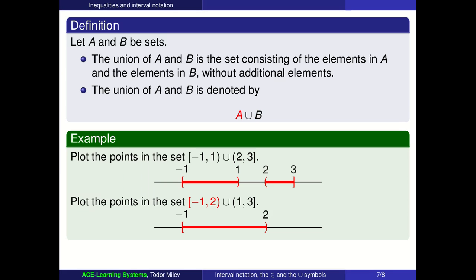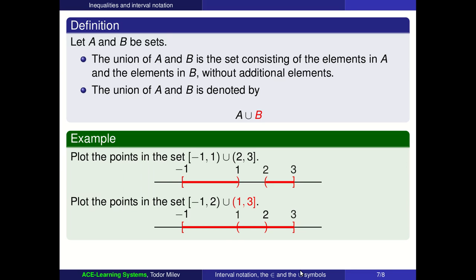Let's now plot all points in the set obtained by taking the interval from -1 to 2 and taking the union of that interval with the interval from 1 to 3. So here's the first interval, the interval from -1 to 2. The point -1 is included because of the close parenthesis, and the point 2 is excluded because of the open parenthesis. And let's also take the points from 1 to 3. So here's the number 1, here's the number 3. The point 1 is excluded, the point 3 is included.